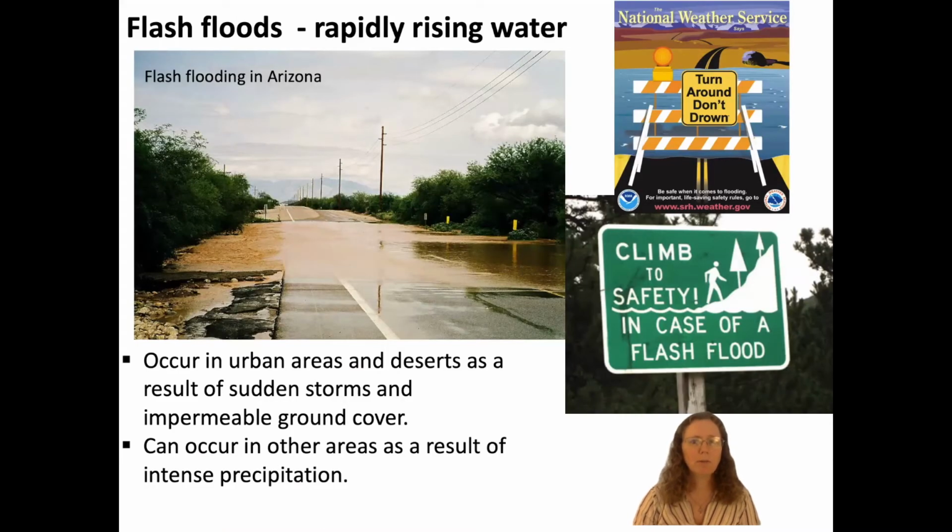A special type of flood is the flash flood. These floods are typical of smaller watersheds where intense rainfall can quickly arrive in the stream channel. When all of the water reaches the stream at basically the same time, you get a very rapid rise in water levels associated with flash floods. Flash floods occur in urban areas and deserts as a result of sudden storms and impermeable ground cover. Flash floods can also be deadly in mountain canyons, where signs warn visitors not to try to outrun a flood, but instead climb to safety.